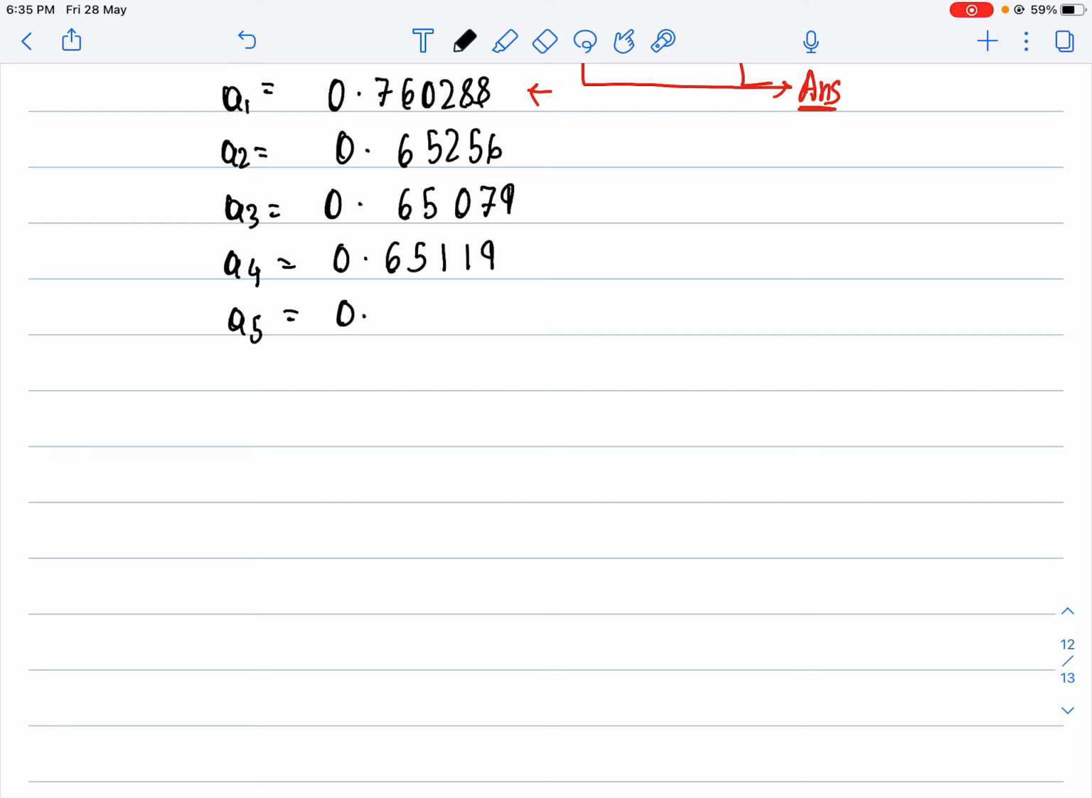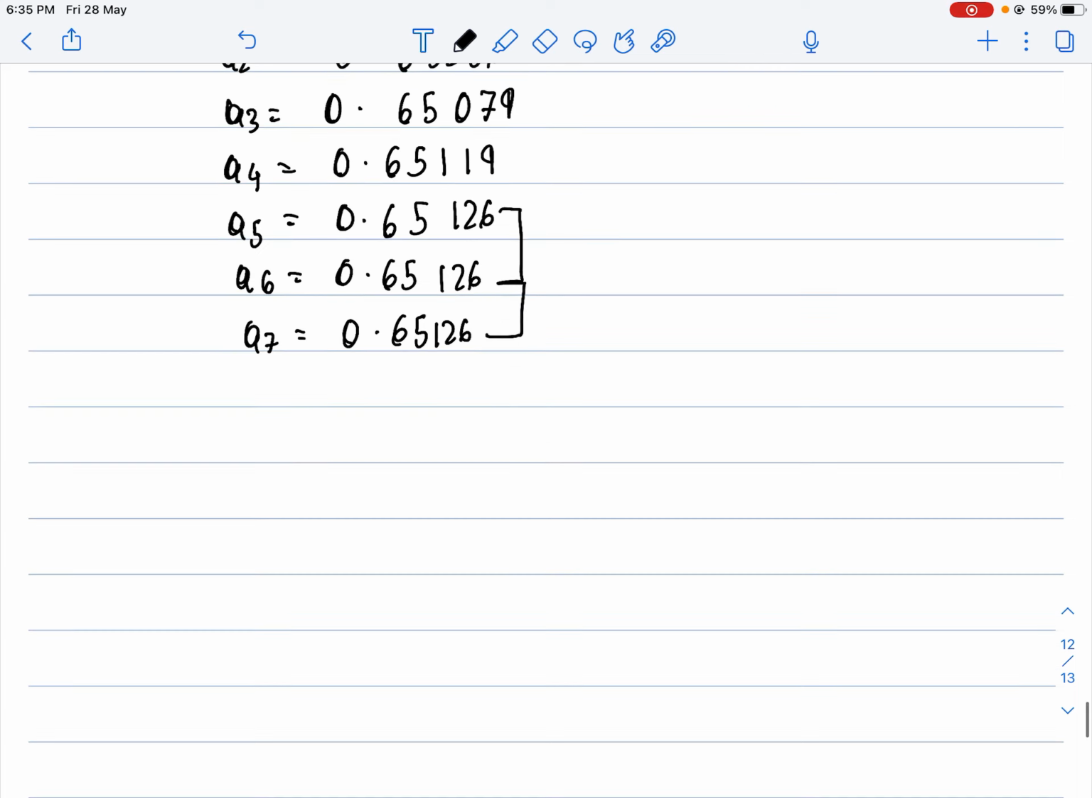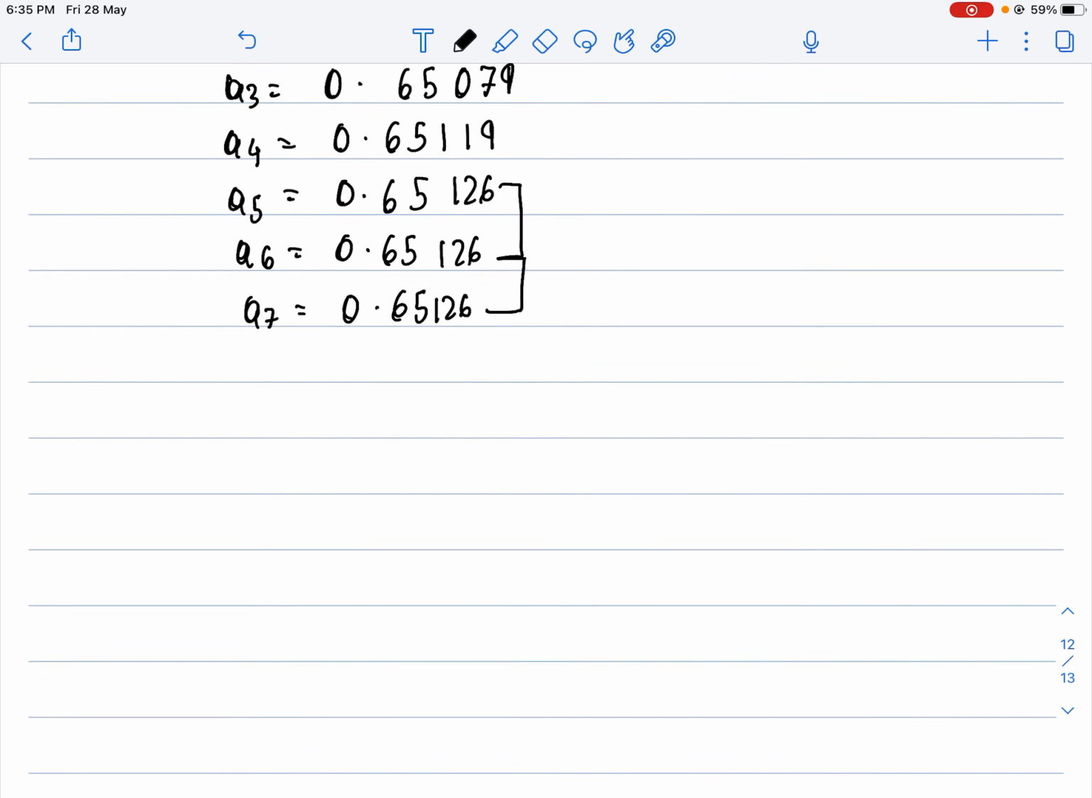You can just keep on pressing the equal to button, and you get the same answer over and over again. So you can simply say, from the last 3 iterations, the answer has been recurring. So this is my final iterative value, because however many times I click on equal to, this is my final answer. So my final answer to 3 significant figures is 0.651.